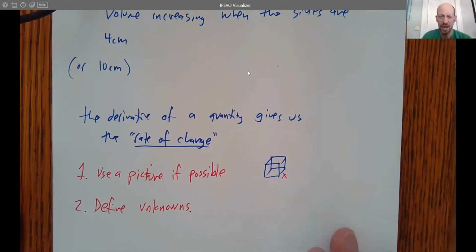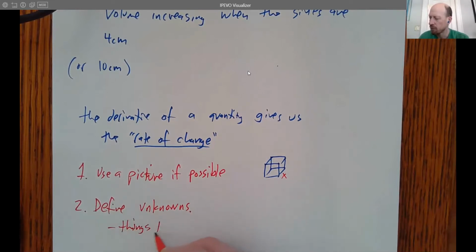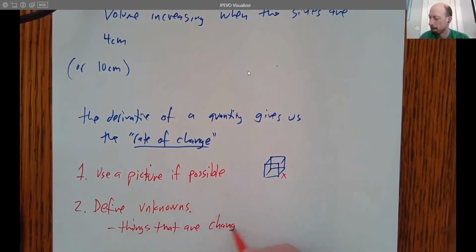That's a thing that's changing. So these unknowns here are going to be things that are changing. If they're fixed, then I don't really care about them. They're not going to affect the rate in a meaningful way, and they're just going to be numbers, so I can plug those in later. But anything that's changing needs to be a variable.